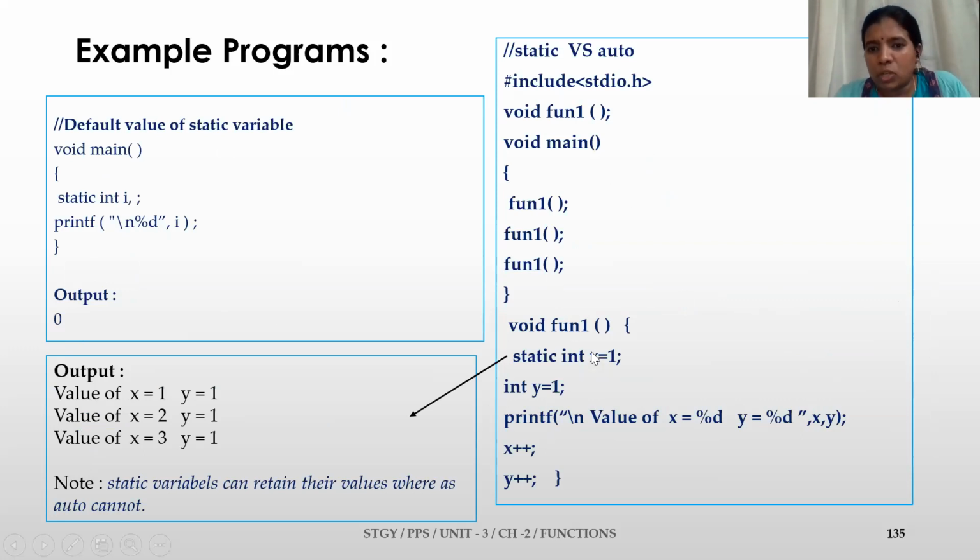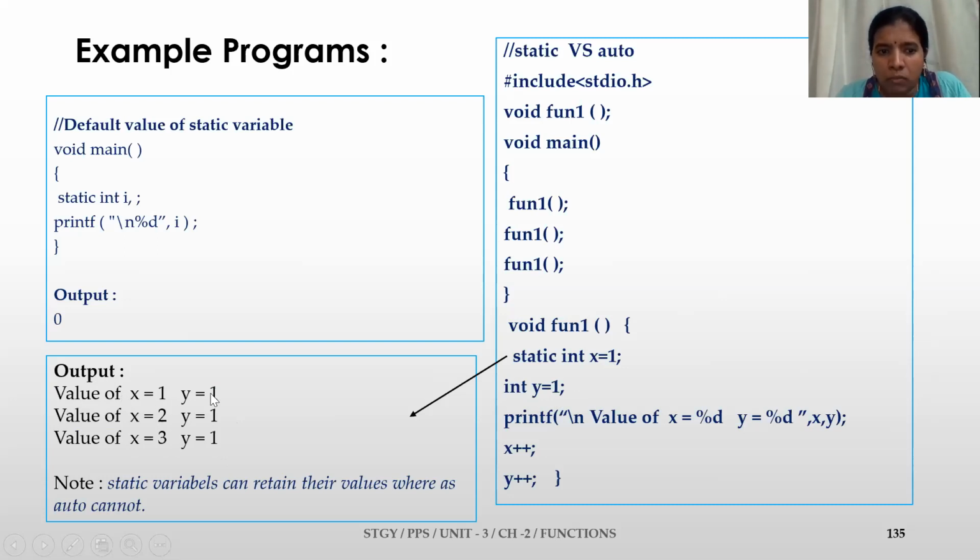Here is an example where I'm trying to understand a static variable versus a local variable, nothing but an auto variable. I have called the function thrice, just like in the previous case, but I have a static variable x and a local variable y initialized to 1. x is incremented, y is incremented. You can observe the change here. This is the output of this particular code, pretty clearly there on the screen.